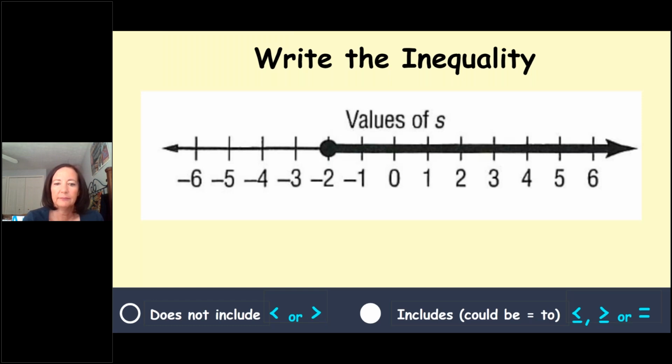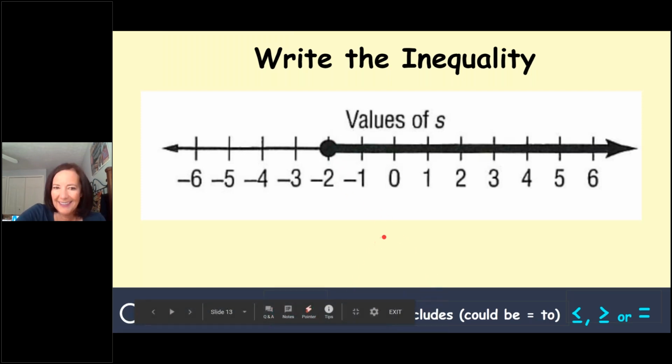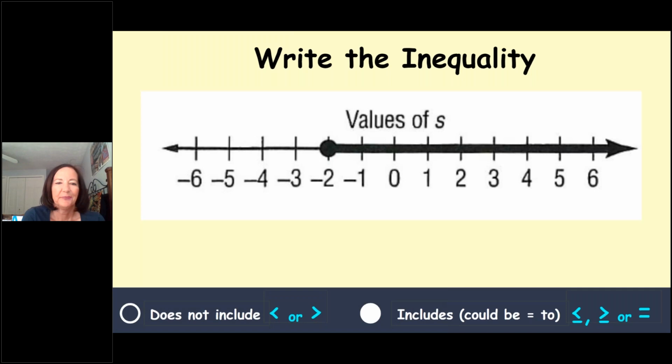S is greater than -2. You're really close. It's a closed dot. So, -2. Is it -2 is less than S?